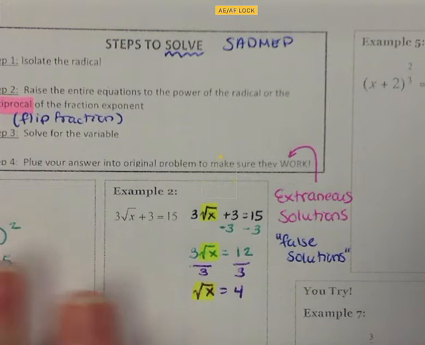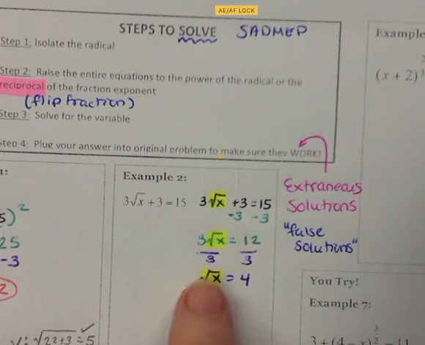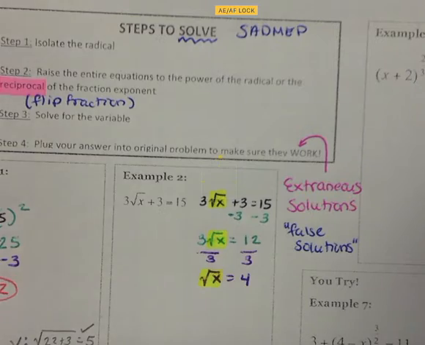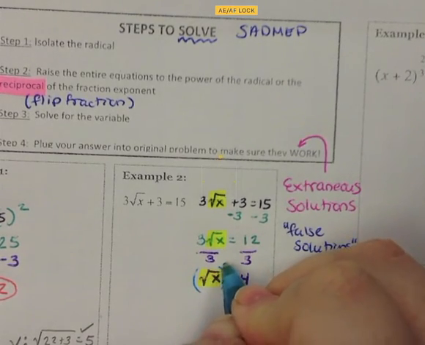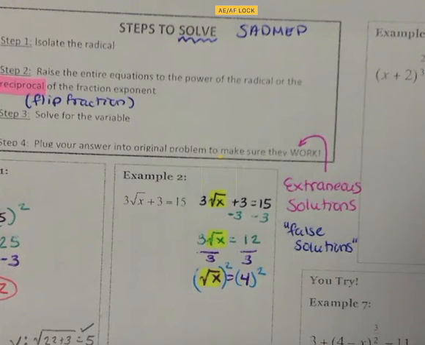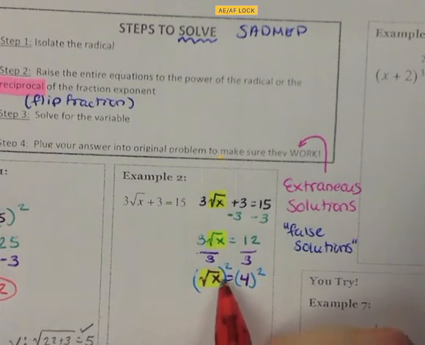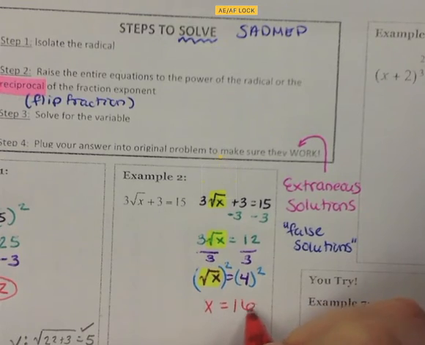To raise the entire equation to the power of the radical or reciprocal of the fraction exponent. So this is a radical. So I do actually raise everything to the power of the index. The power of the index was 2, so I raised everything to the second power. And I end up getting x equals, so x will be alone, because when I take that out, I'm just left with x. X equals 16.